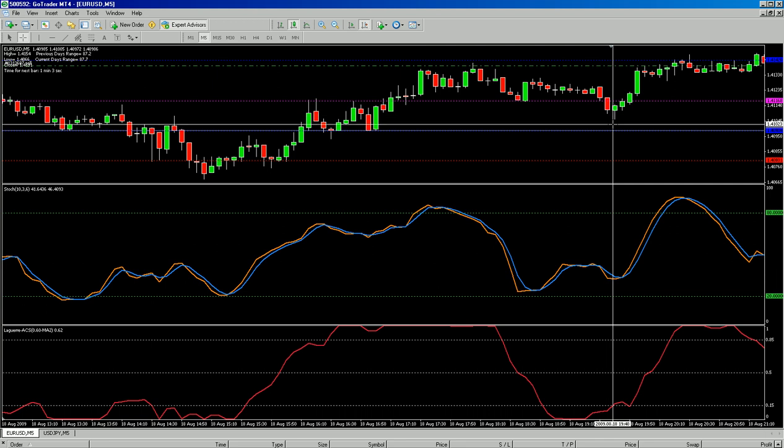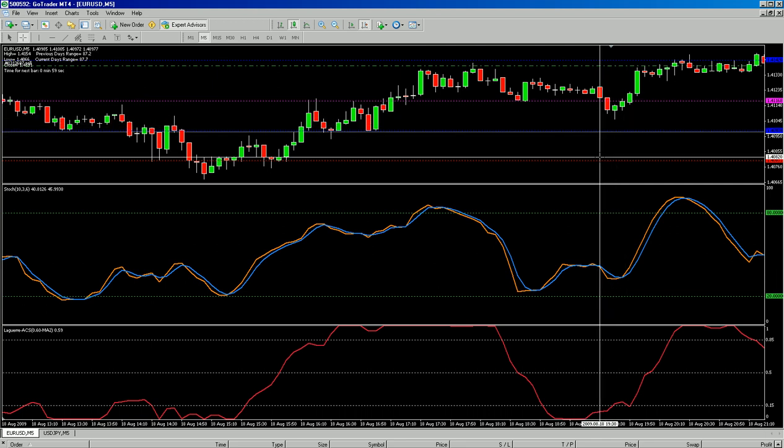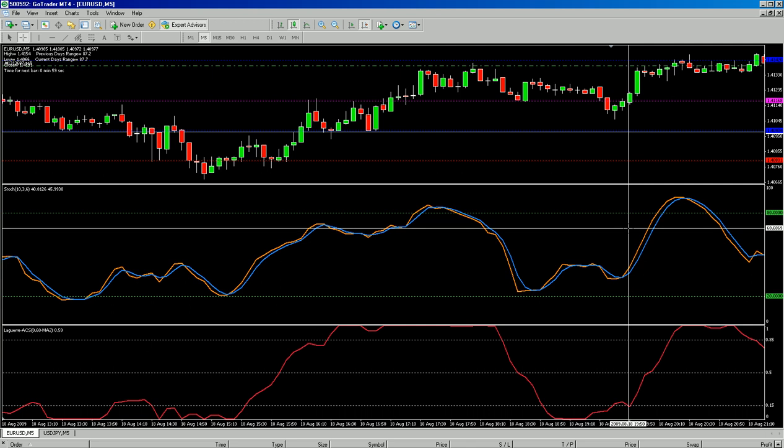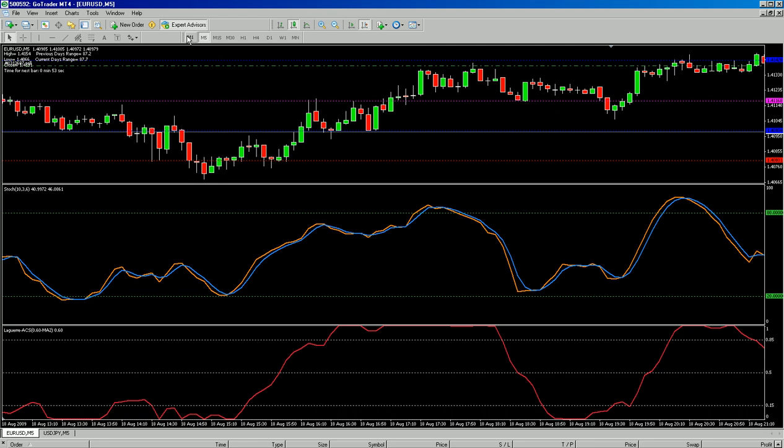We're only on a 5 minute chart, so you're not looking for hundreds of pips here. And once again, the stochastic's turned up, and even good divergence there. I'll show you the divergence. Pretty simple.